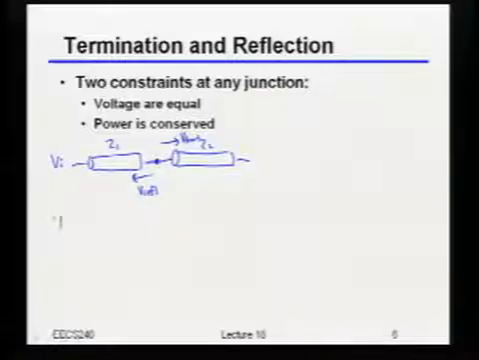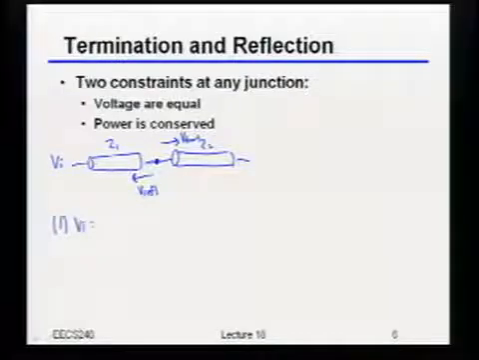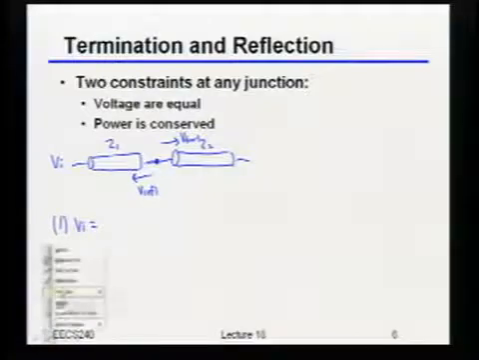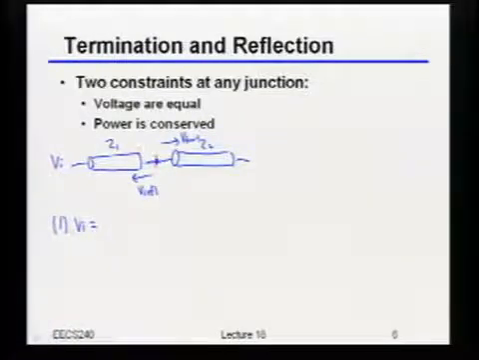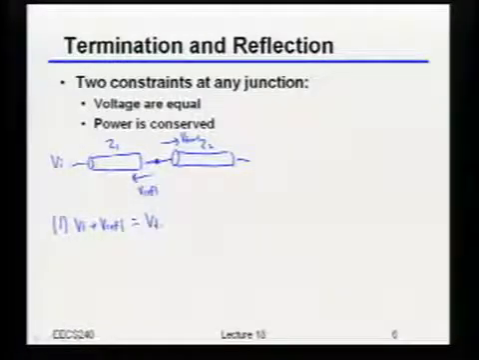Okay? So first, if I just use the fact that the voltages have to be equal, then what I'm basically saying is that VI, which of course, when I launch it over here, is going to have to eventually show up right there. Then basically, VI plus V reflected, where again, V reflected is the voltage that's going to come back, basically has to be equal to the transmitted voltage.